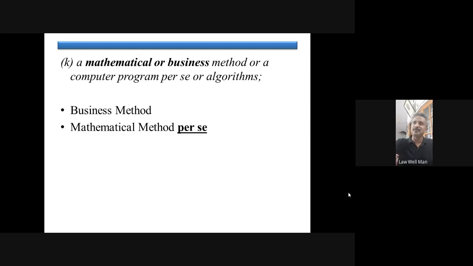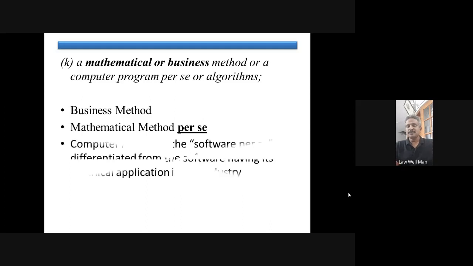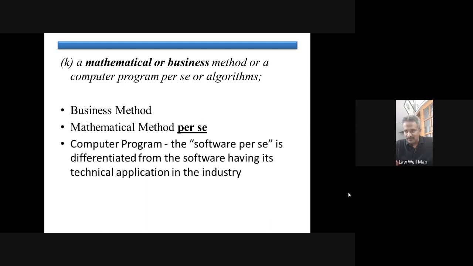You are putting some effort into it. You have your element in it. Your element, in the sense, the quantum of inventive step is there. Then it may be patentable. So a computer program, the software per se, is differentiated from software having its technical application in the industry. If we are making a device which works based on a software, then it might be patentable. But software per se is not patentable in India because it comes under copyright law.